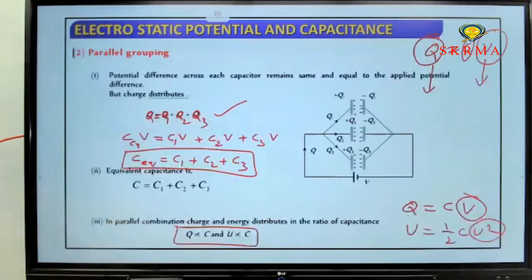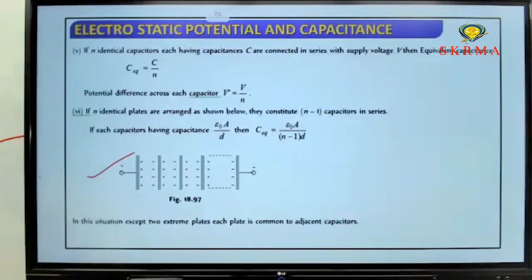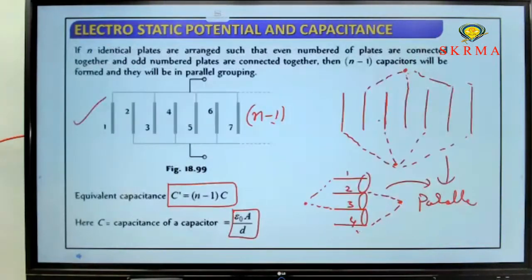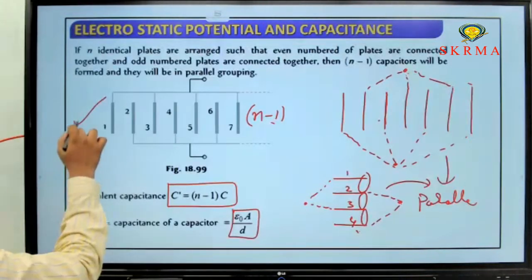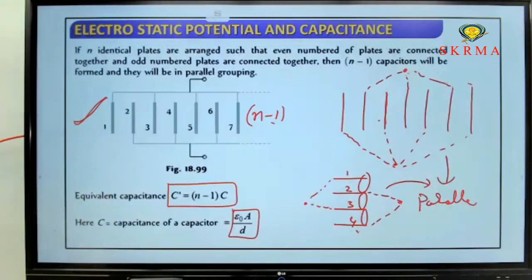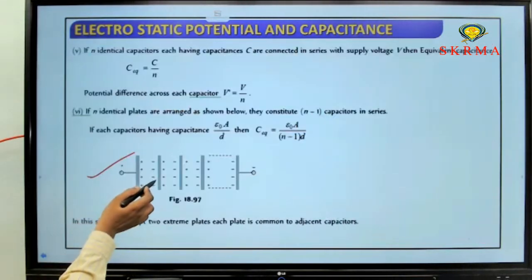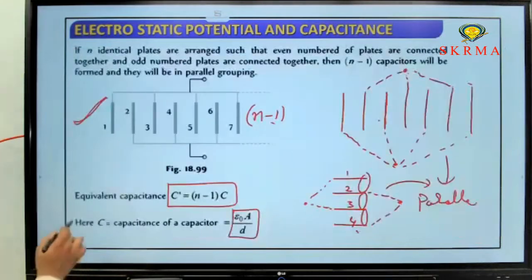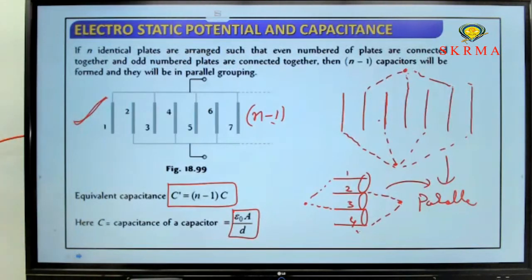So if the capacitor plates are connected like this, then we need to take this one as a series combination. If the capacitor plates are connected like this, then we need to take this one as a parallel combination. So what about series combination? If the capacitor plates are like this, then that is series. If the capacitor plates are connected like this, then that is a parallel combination.